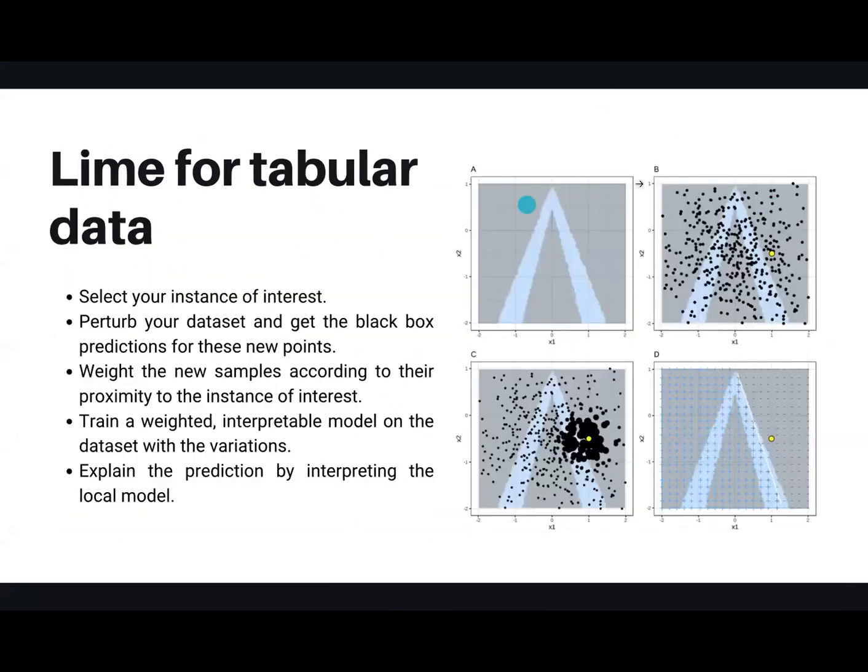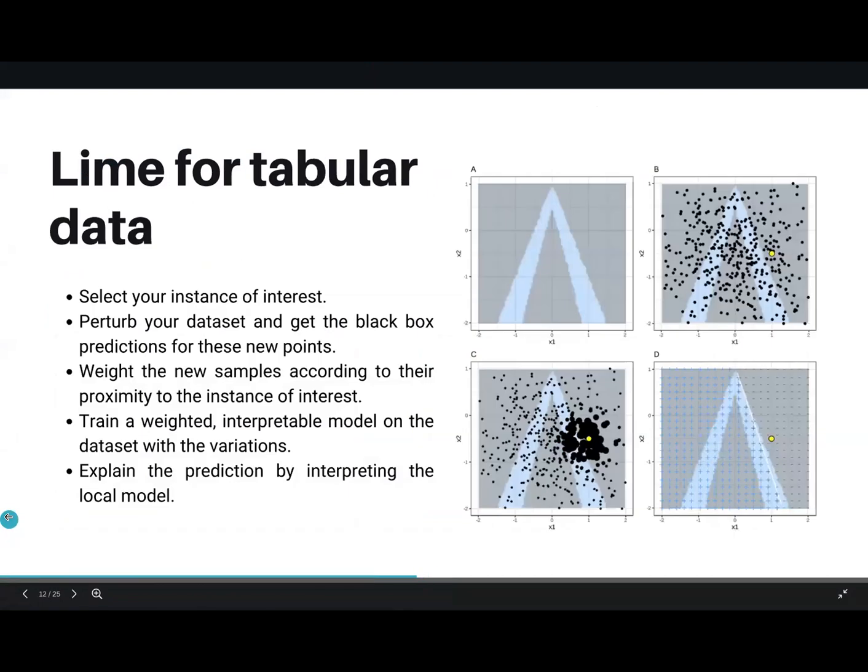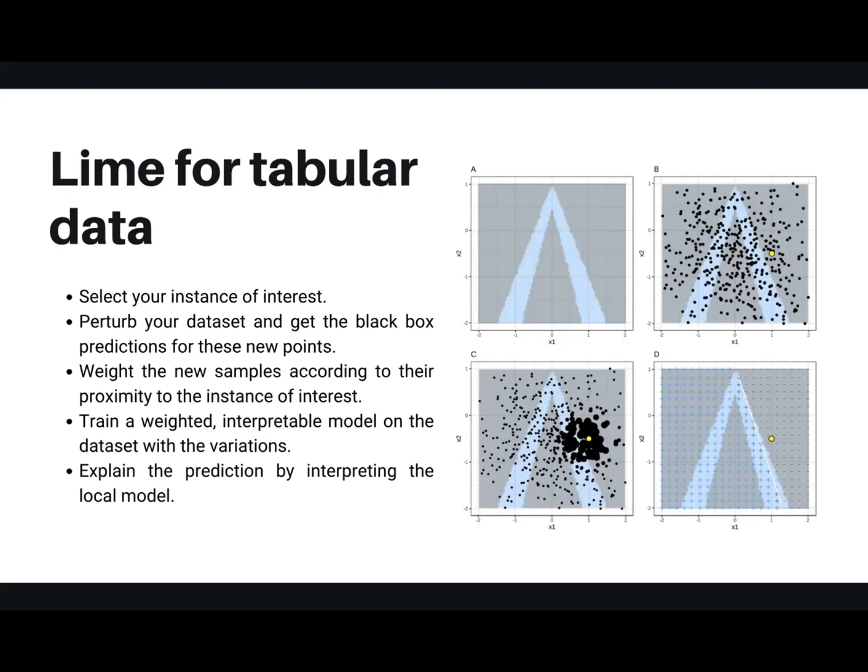So we have seen how to apply it for tabular data. Let's check out how we can apply it for text data. Just to confirm, does anybody have a question about the tabular data? It's quite simple, right? So it's a very basic algorithm, to be honest.